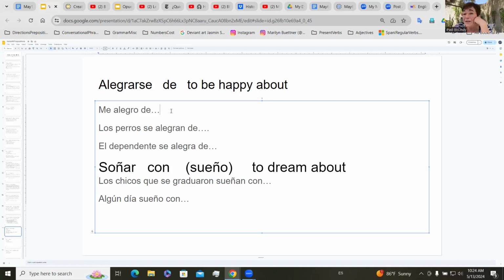Me alegro de estudiar español. You get brownie points on that one. Me alegro de estudiar español. And notice what we're plugging in these examples is an infinitive. I'm happy to do something, right?